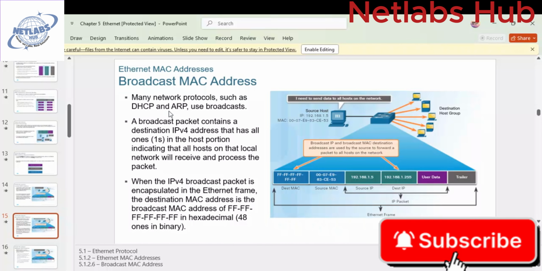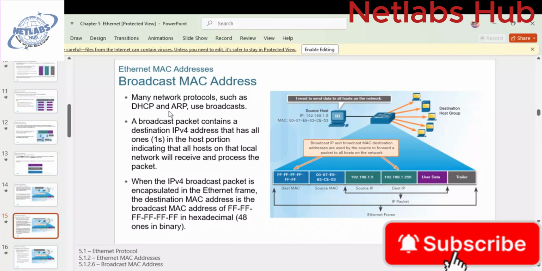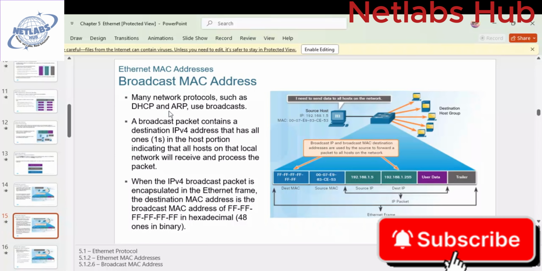A broadcast packet contains a destination IP address that has all ones. It signifies that the packet, or the frame, is intended to go to every node on that network except where it is coming from. When the IP version 4 broadcast packet is encapsulated in the Ethernet frame, the destination MAC address is the broadcast. So check how the broadcast MAC address is written. It's FF-FF-FF-FF-FF-FF, composed of 48 ones in binary.